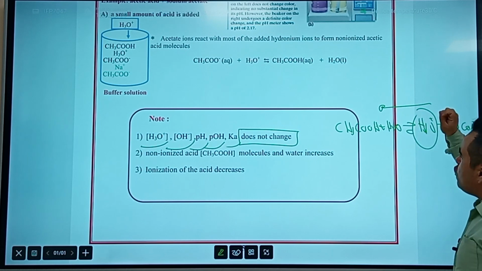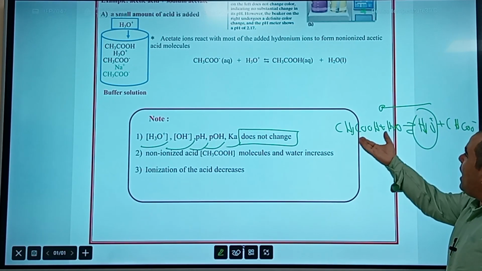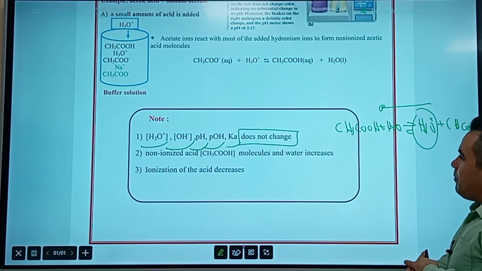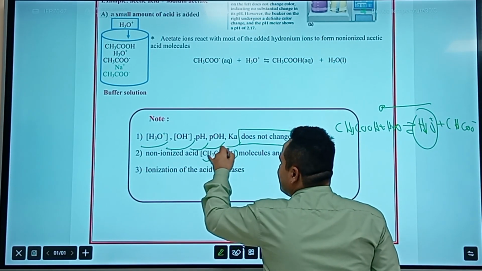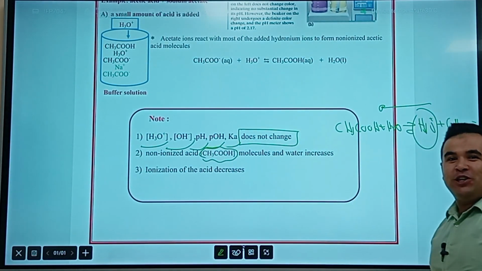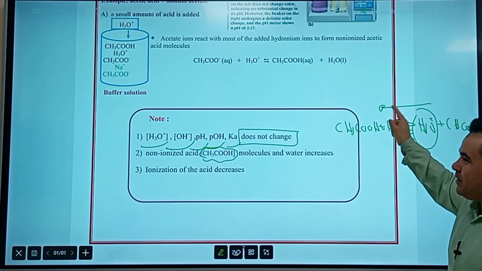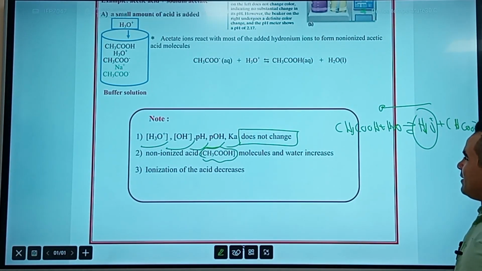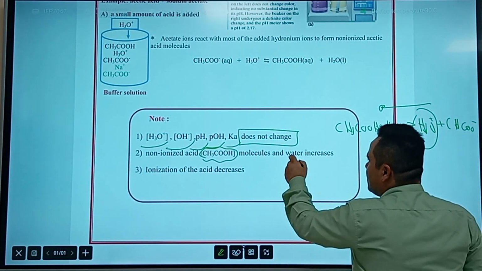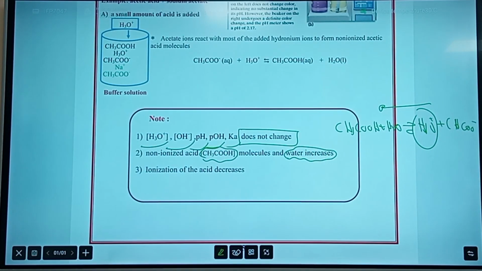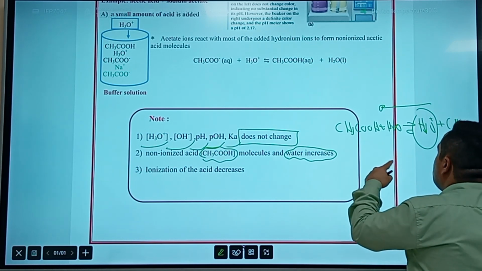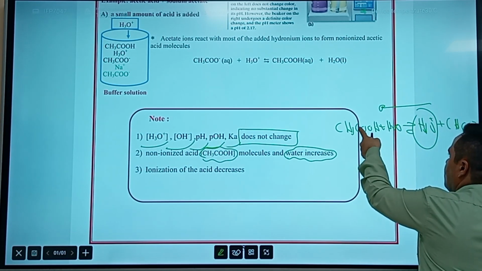But what will happen to the concentration of H2O and CH3COOH, in terms of the amount? The non-ionized acid concentration increases. Why? Because the shifting direction goes towards the non-ionized acid, and the amount of water, the molecules of water, increases as well, as there will be more formation of water. What will happen to the ionization of this acid?